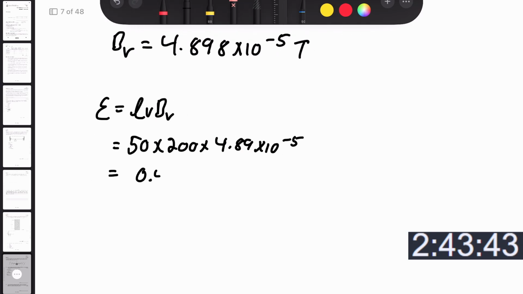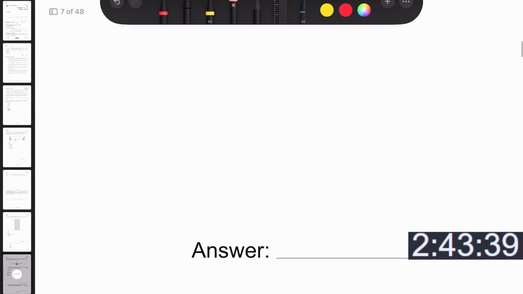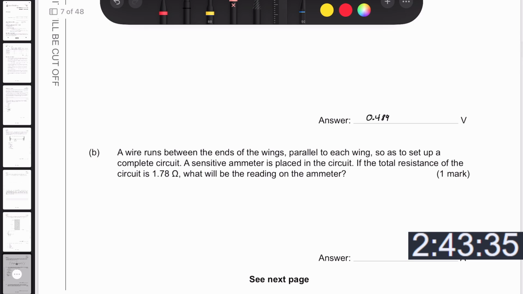So this is 0.489 volts. Okay, a wire runs between the ends of the wings, parallel to each wing, so as to set up a complete circuit. A sensitive ammeter is placed at the circuit. If the total resistance is 1.78, what will be the reading of the ammeter?